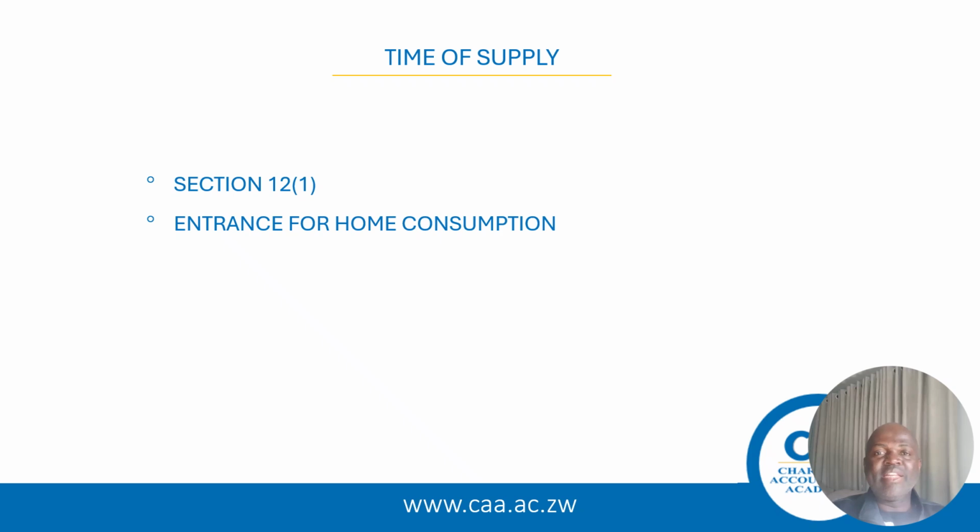And then the question is, so when were these goods supplied, so that we know when VAT can also apply? The moment the goods entered the country for home consumption. So there's two parts of that statement: entrance into the country and for home consumption. So that's very important. So if we go here, we'll have to say goods should have entered the country and it must be for home consumption. So that's going to be a crucial element of our definition.